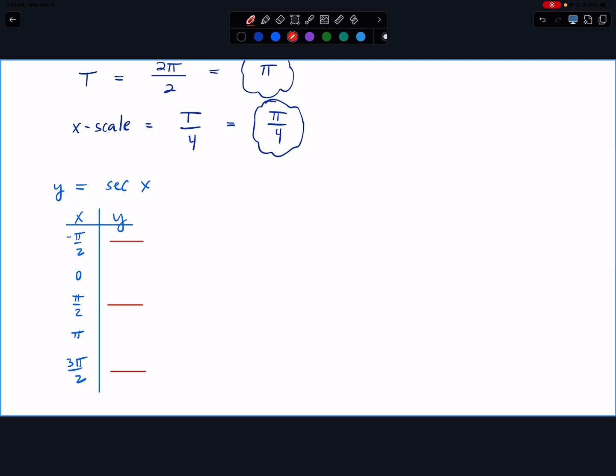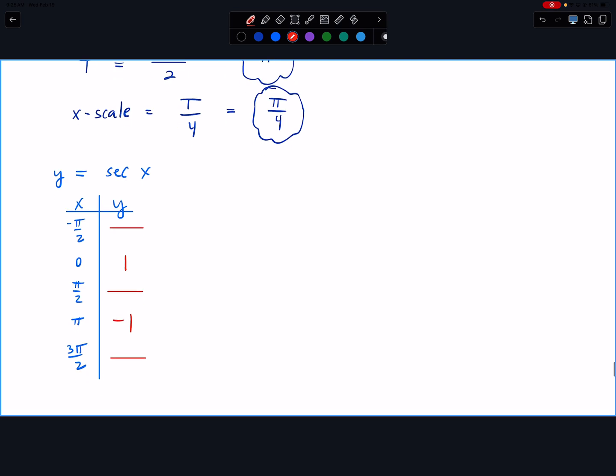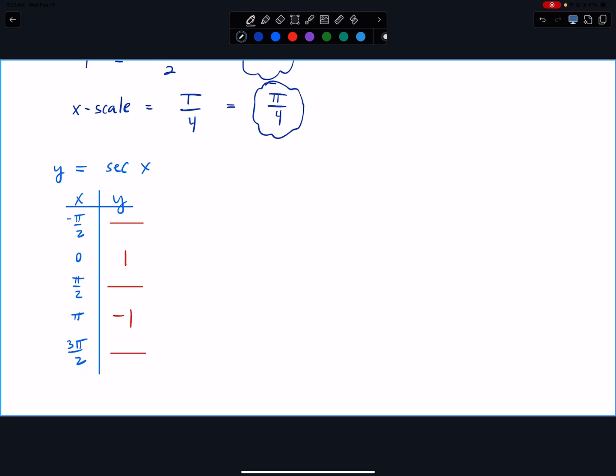All right. Secant is a reciprocal of cosine. What's the cosine of 0? 1. So guess what? The secant of 0 is also 1. Yay. Cosine of pi is negative 1. So the reciprocal of that is also negative 1. Okay.